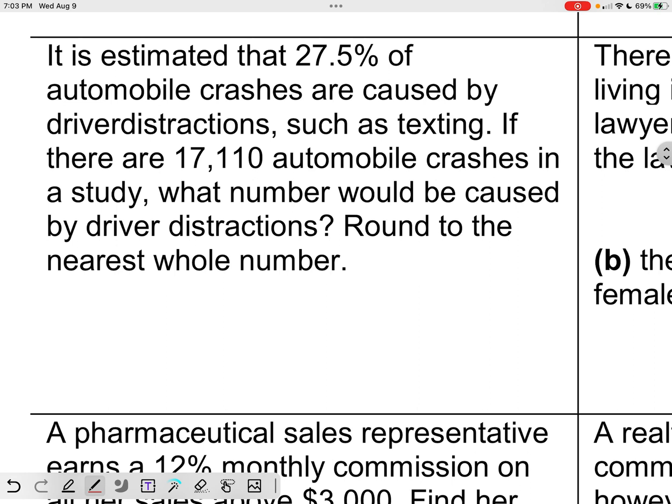It is estimated that 27.5% of automobile crashes are caused by driver distractions, such as texting. If there are 17,110 automobile crashes in a study, what number would be caused by driver distractions? Round to the nearest whole number. Okay, so same thing as before. You can set it up as that percent proportion. I'm going to back it up to a decimal and do the decimal of 0.275 being multiplied by that big old number, 17,110. Grabbing my calculator. One moment, please. Okay. That's a big number.